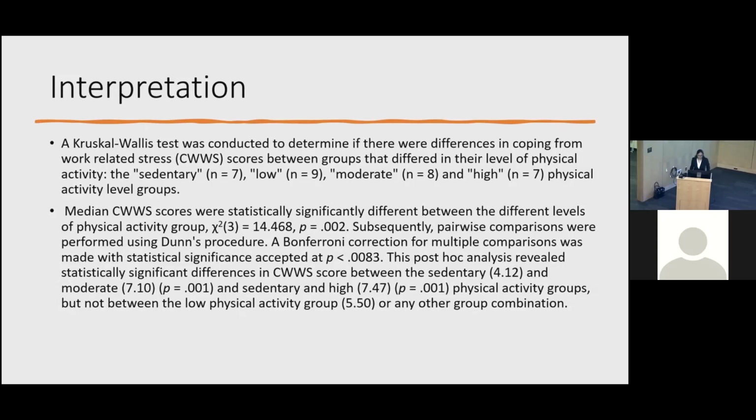Subsequently, pairwise comparisons were performed because there was a statistically significant difference between the groups. In order to find where the difference lies, we would perform a post hoc test, and we used Dunn's procedure here. A Bonferroni correction for multiple comparisons was made with statistical significance accepted at p less than 0.0083. The post hoc analysis revealed statistically significant differences in CWWS scores between the sedentary and moderate and sedentary and high physical activity groups, but no other group combinations were found to be significantly different.